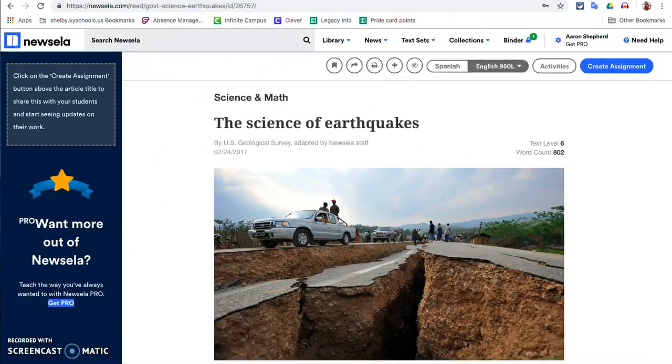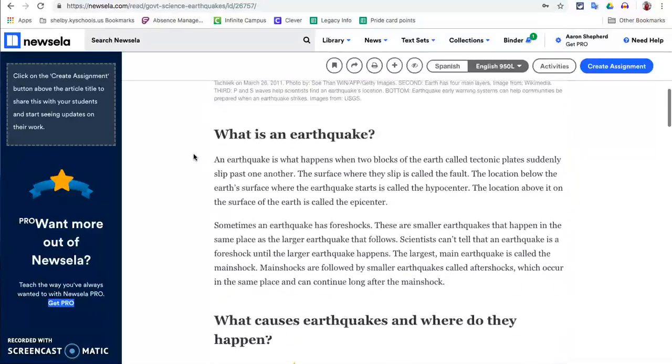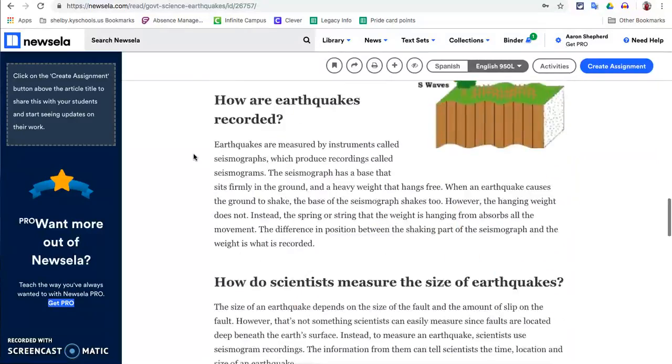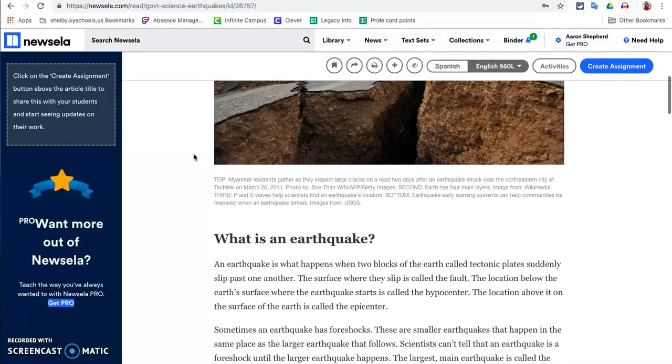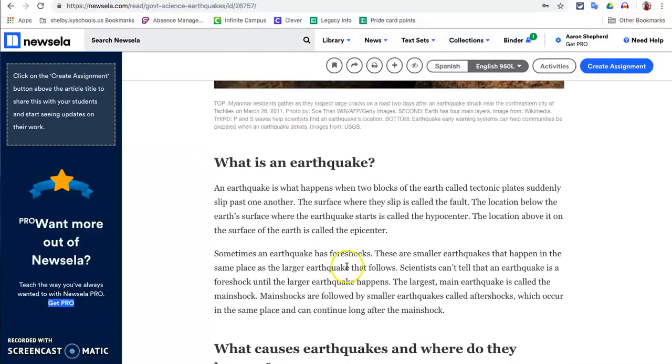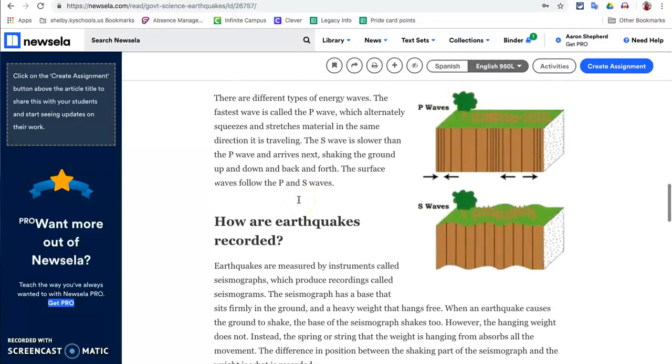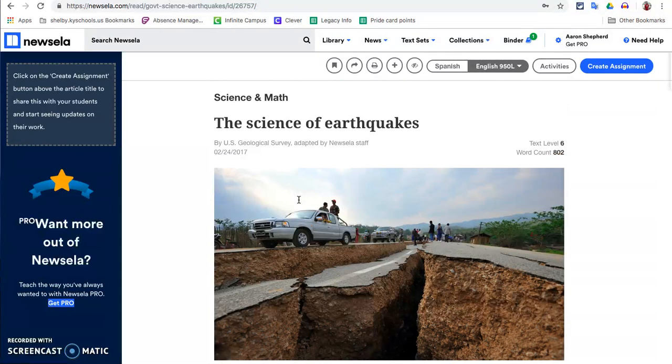Okay, so I'm going to talk about our first summary that we did, which was the science of earthquakes. And this was actually quite a long article. And one thing that a lot of you struggled with was you really only summarized a few parts of it. If I was to scroll down, that's a decent amount of words there. Some of you, for example, only summarized what is an earthquake and didn't talk about anything else that the article went on to talk about.